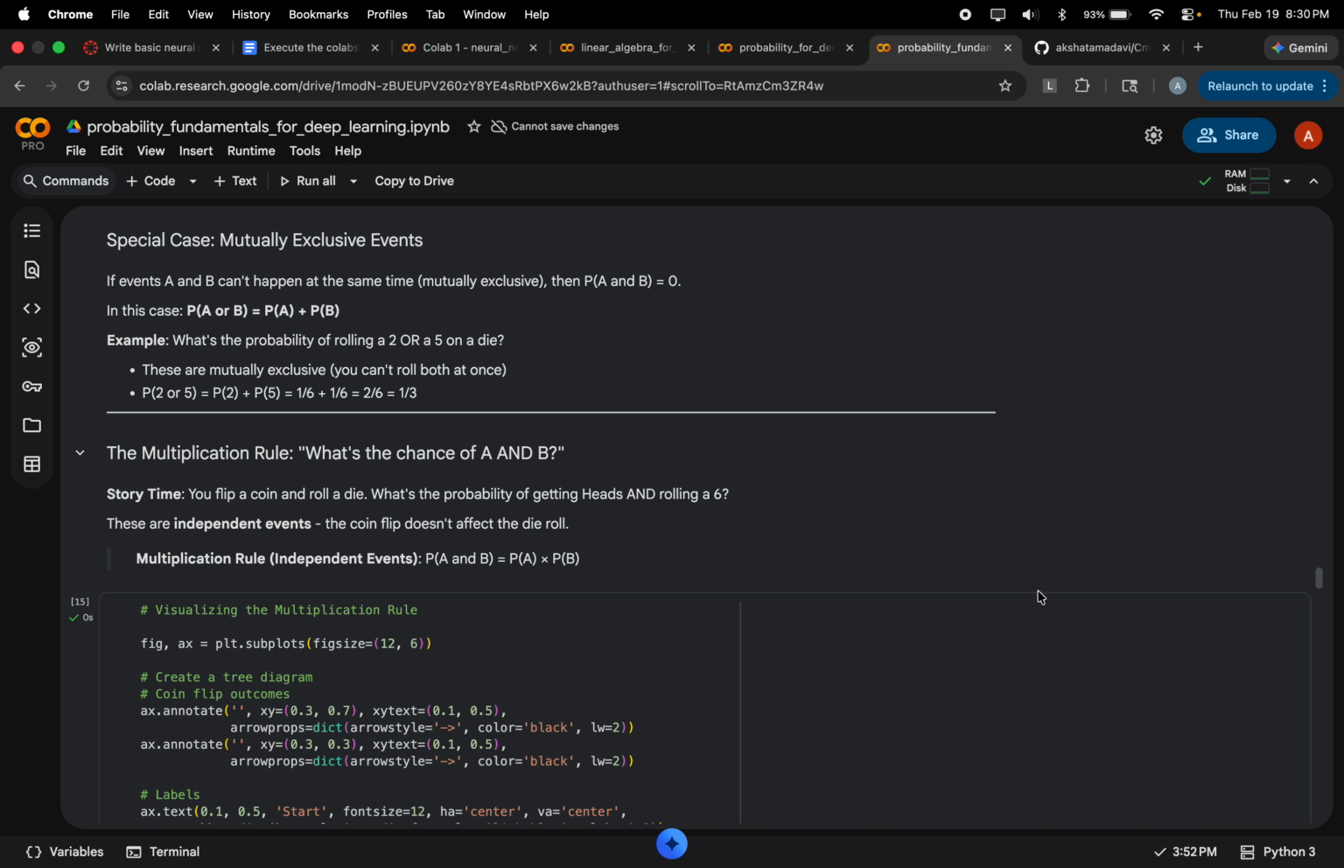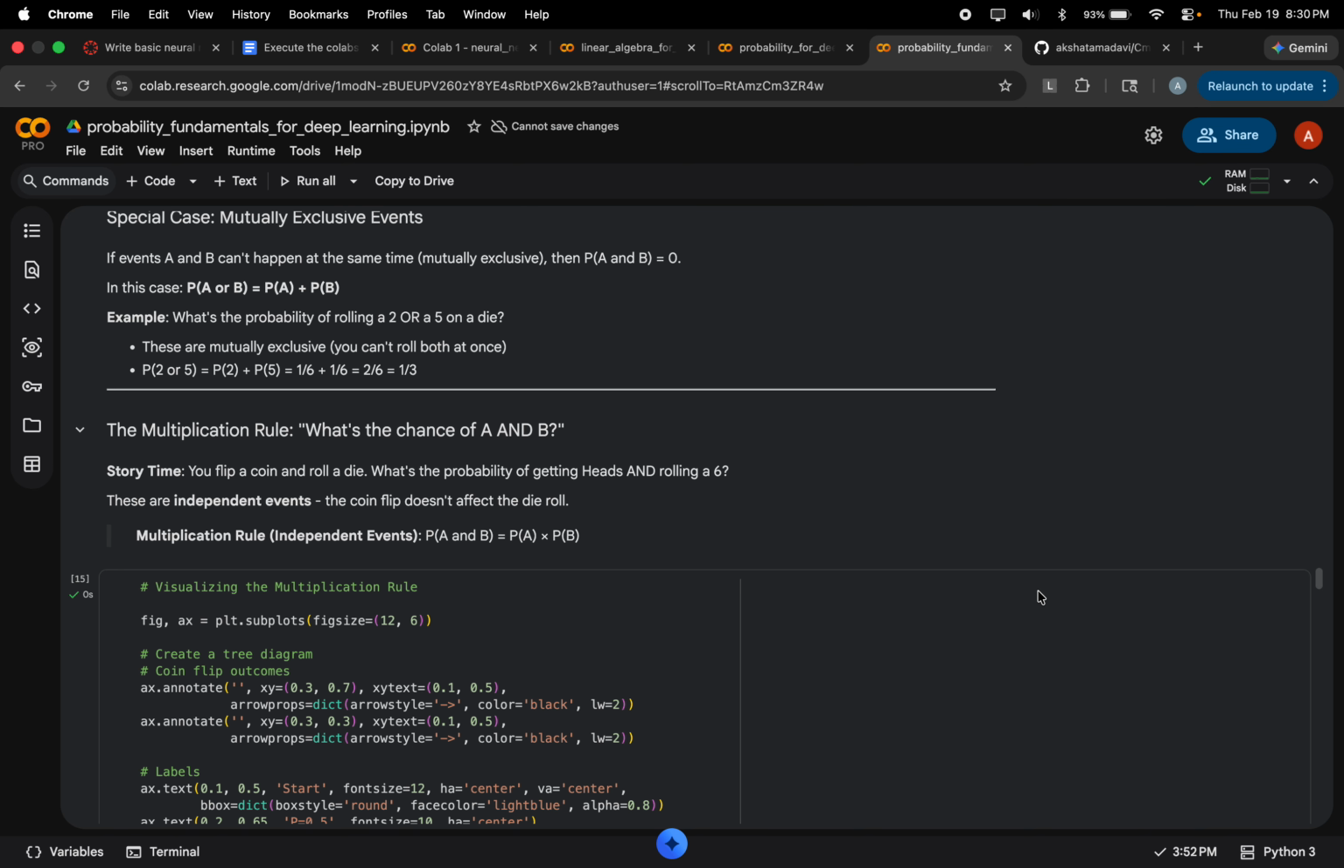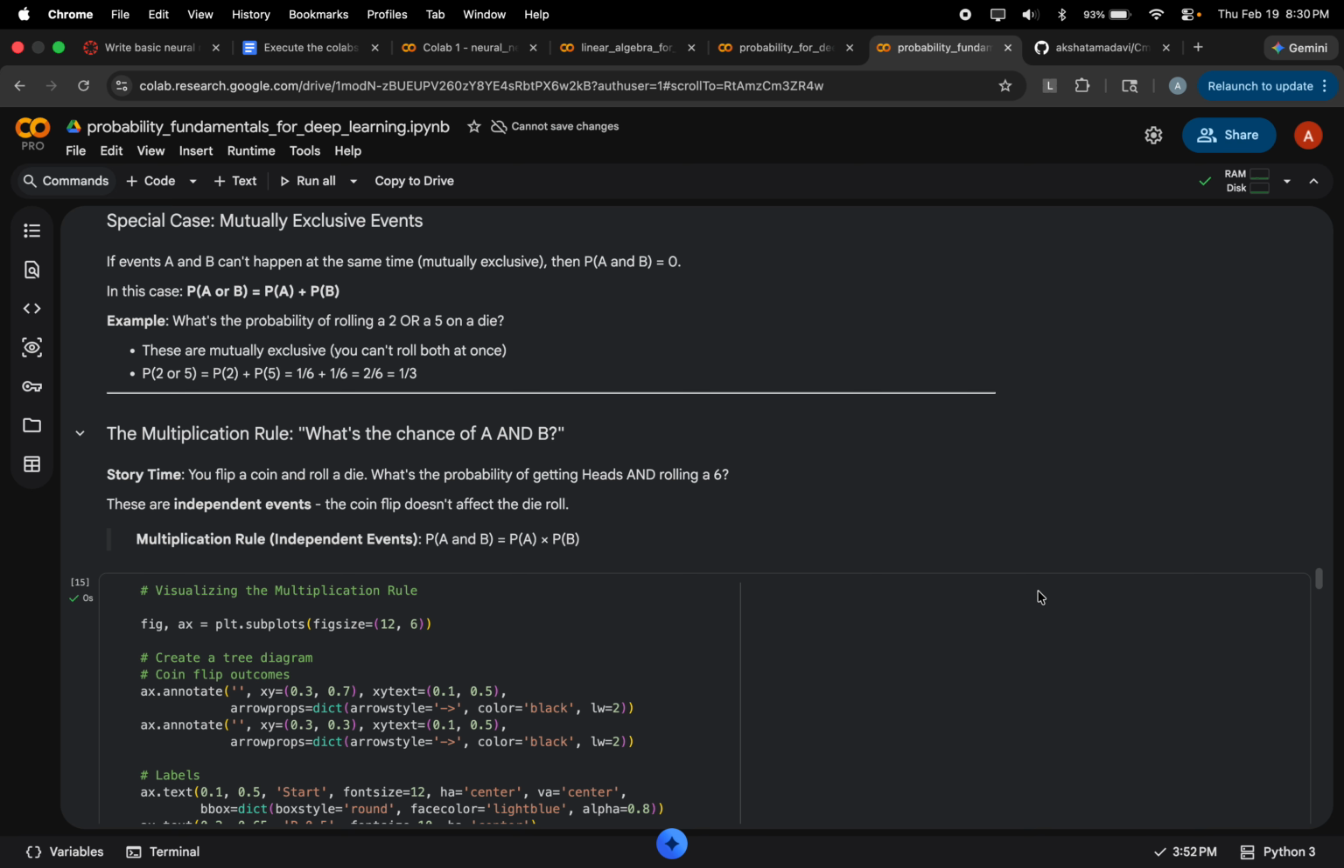Now let's look at mutually exclusive events. If events A and B can't happen at the same time, they are mutually exclusive, then P of A and B will always be 0 because both cannot happen together. In this case, we can just do the addition because subtracting 0 doesn't make any sense. So what is the probability of rolling a 2 or a 5? Here 2 and 5 cannot happen together, so we don't have to subtract A and B. We just add the probabilities and we get the value.